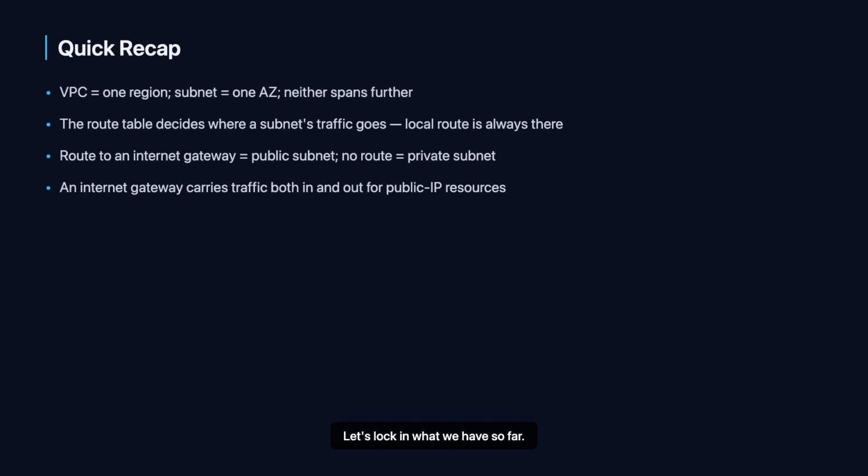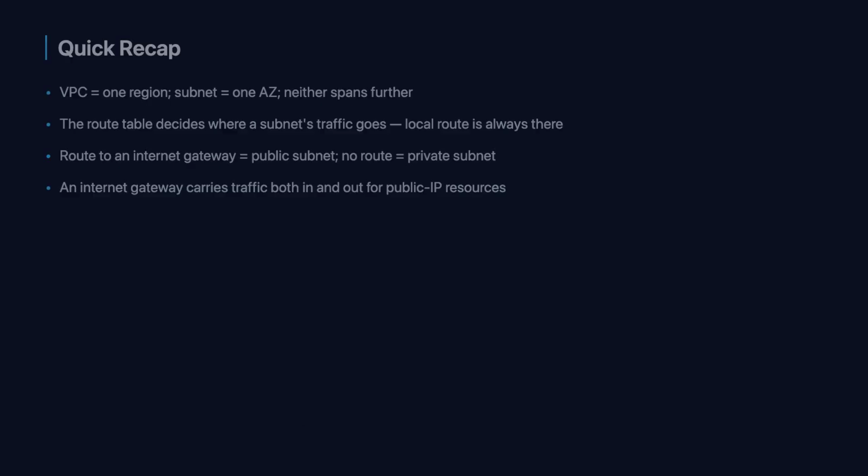Let's lock in what we have so far. A VPC is one region. A subnet is one zone, and neither stretches beyond that. The route table decides where a subnet's traffic goes, and it always carries that unremovable local route for internal chatter. A route to an internet gateway makes a subnet public, and no such route makes it private. And the internet gateway itself carries traffic both in and out, but only for resources with a public IP. That's the public side. Now let's solve Megacorp's actual puzzle.